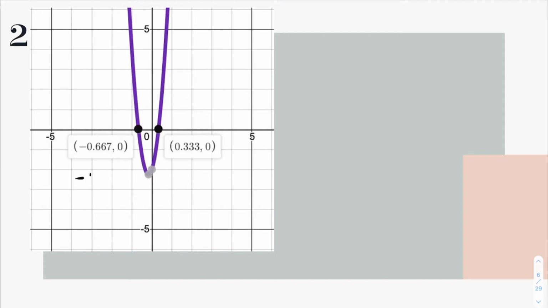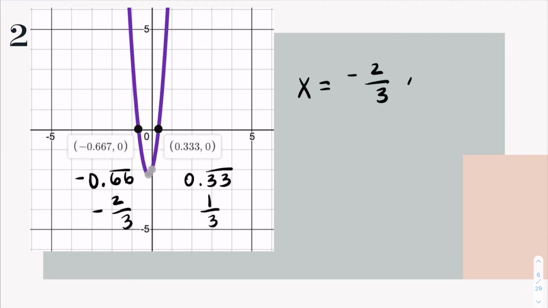We know that these are -0.66 repeating and 0.33 repeating, so we can convert those to be fractions. And so those are our solutions here. We don't want to write these decimals that we see because those are just approximations. Here the fractions represent the number fully, and those are the true solutions.